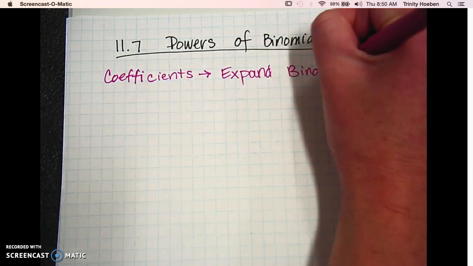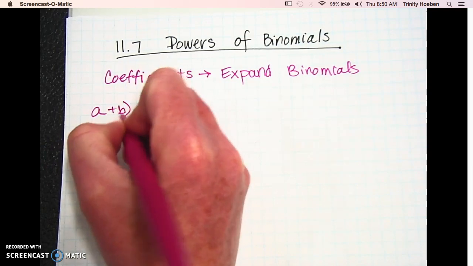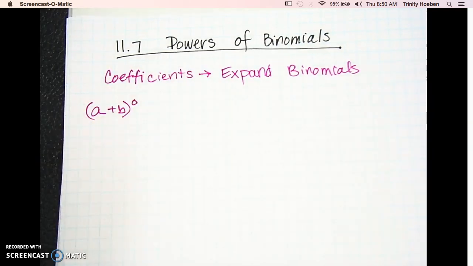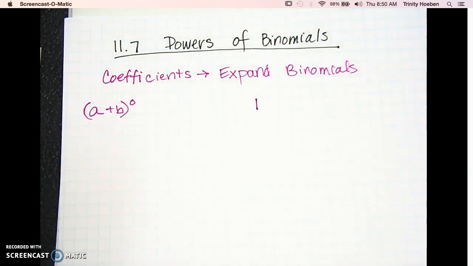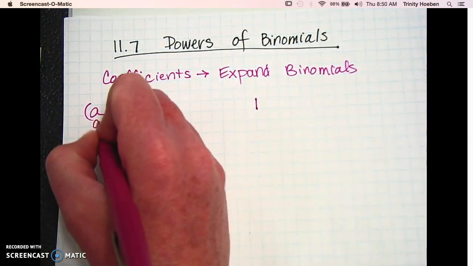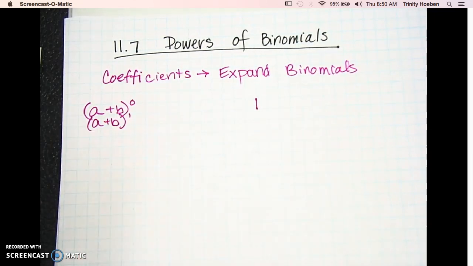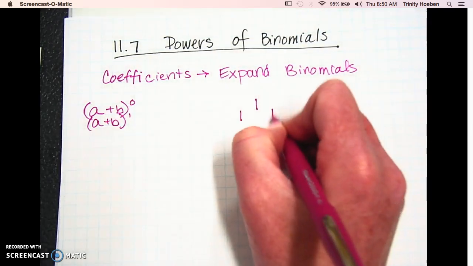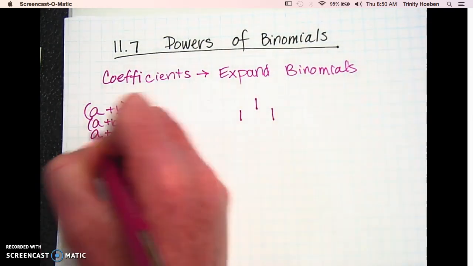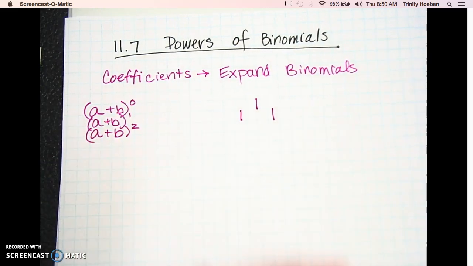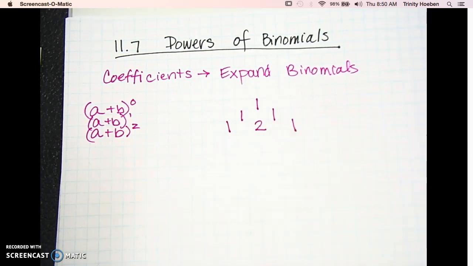So the first one's pretty easy. If you have the binomial a plus b and you take it to the 0 power, anything to the power of 0 is just 1. Then if you have a plus b to the power of 1, it's just a plus b, and the coefficients are 1 and 1. Then if you have a plus b to the power of 2, the coefficients are going to be 1, 2, and 1.